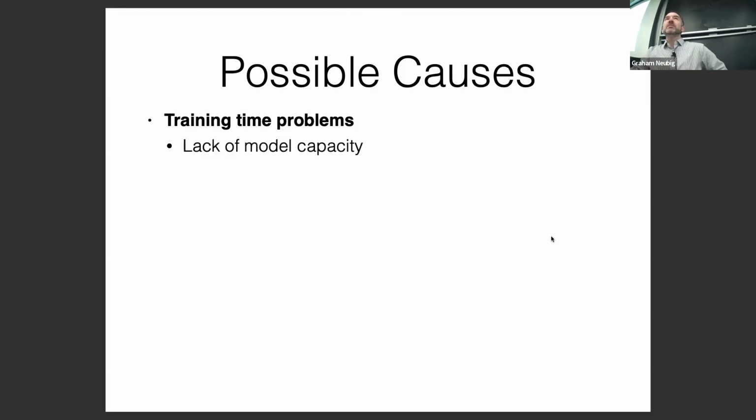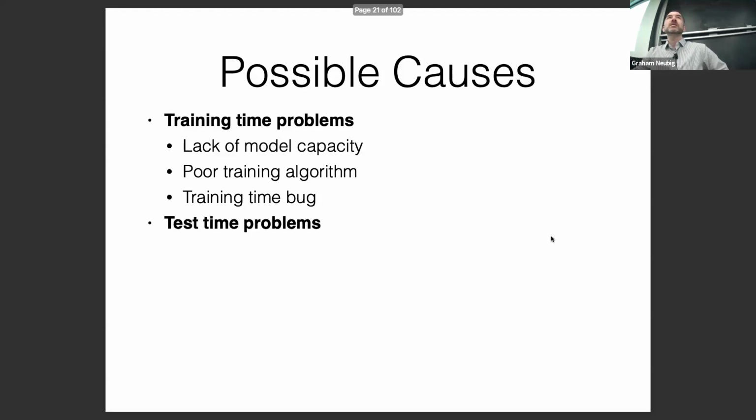So for training time problems, there's a bunch of things that could be wrong. The first is a lack of model capacity. So your model is not able to model the phenomena that you want to model in the first place. You could have a poor training algorithm. You could just have a bug in your code at training time.